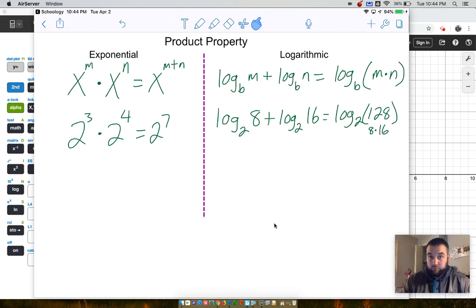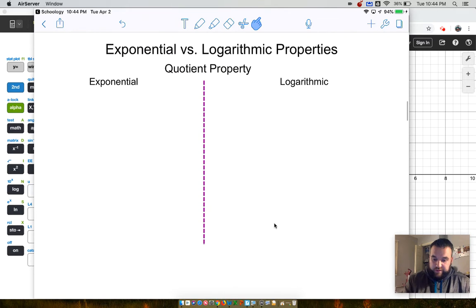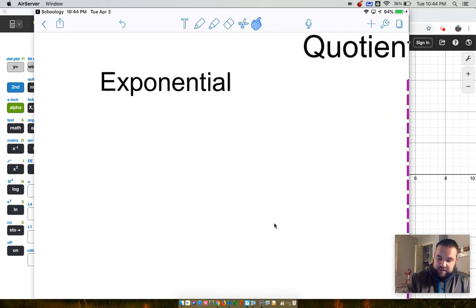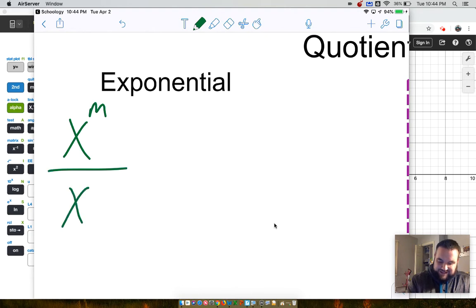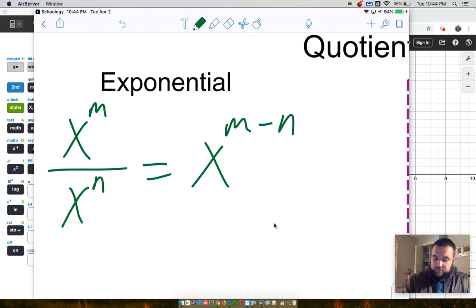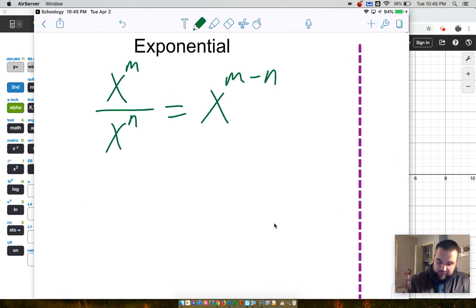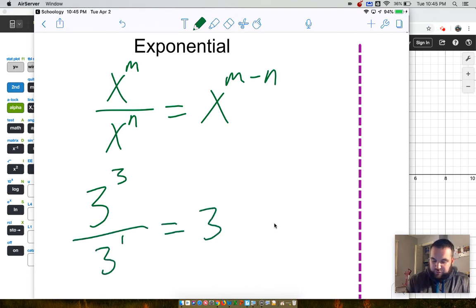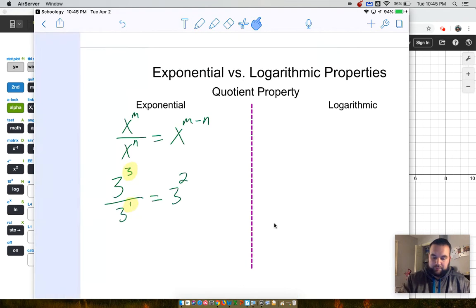Okay, so there's one. Number 2 is the quotient property. Almost the same thing. We know with exponents, it's x to the m divided by x to the n. I can go ahead and subtract those powers. So again, an example of that would be 3 to the 3rd divided by 3 to the first. That would be 3 to the second. And again, I get 3 squared because it's 3 minus 1.